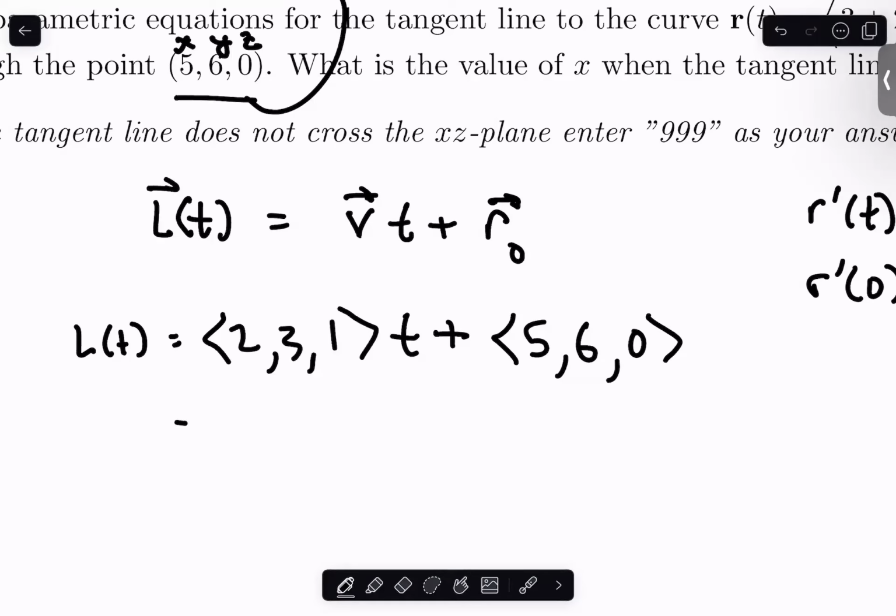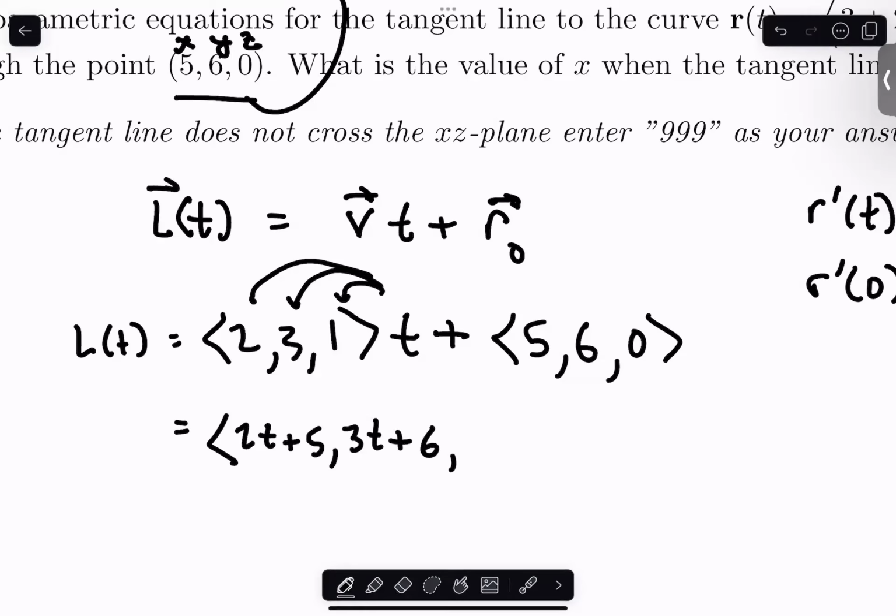If we'd like to, we can simplify this down a little bit and gather all of the components. So if I do my scalar multiplication through by t, and then I do my vector addition, I can make this look like 2t plus 5, 3t plus 6, and then 1t plus 0. So that's maybe as clean as I can get this to look as far as my line. And again, you see all of these are very linear. I don't have t squared or square root of t or things like this. It's just t to the first power. Everything's a nice line equation here.